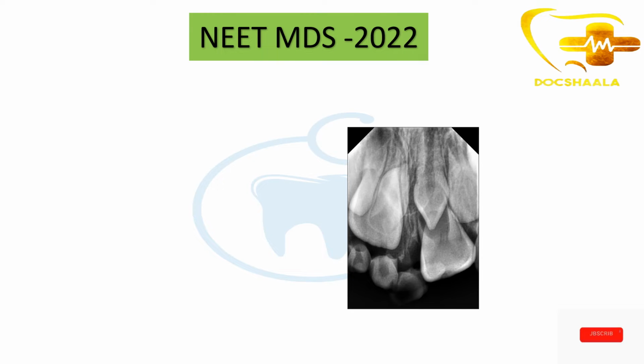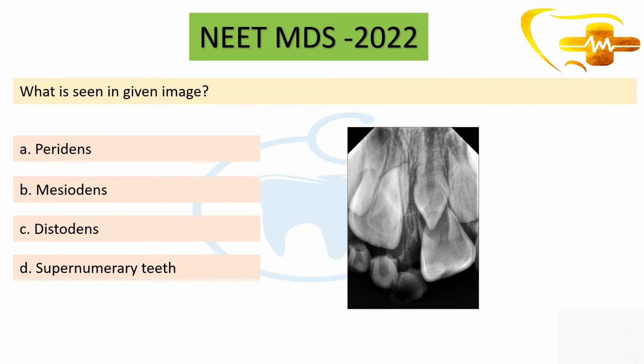As you can see in the image here, this was the image that they had given in the exam. The question was what is seen in the given image, and the options given were peridens, mesiodens, distodens, and supernumerary tooth. As you all know, the answer is mesiodens, of course. So why is it called Mesiodens? You might have a question that it can also be called a supernumerary tooth, but why only Mesiodens? So let's look at why it is like that.